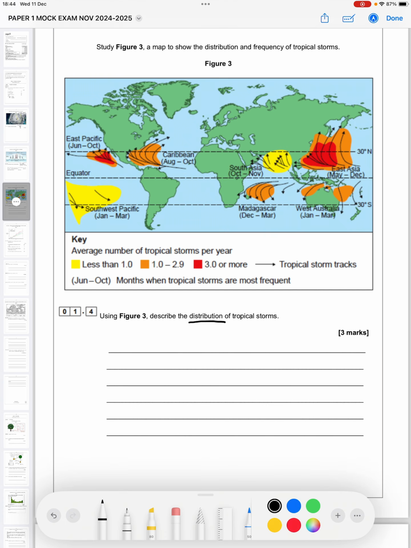of these tropical storms. Now, when you see the word distribution, you've got to think about this when it comes up. Where most and least. Where most, least. And that can give you an idea of how to answer the question.